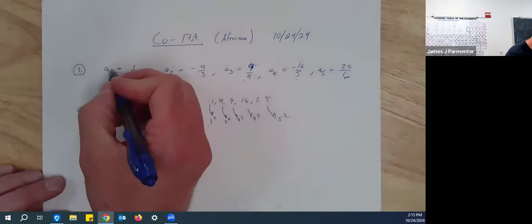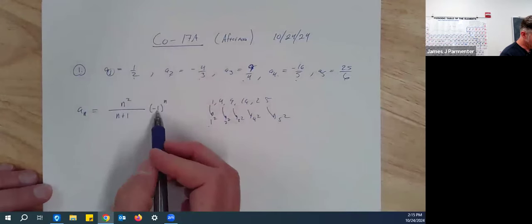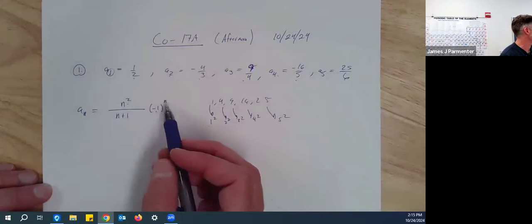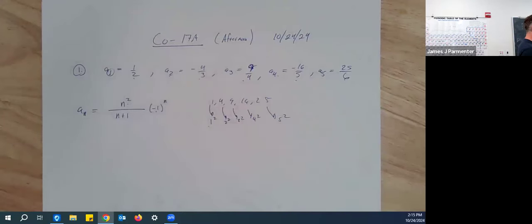Plug in n equals 1. If I plug in 1, I get 1 over 1 plus 1, which is 1/2. But negative 1 to the first, is that positive or negative? It's negative. I don't want it to be negative. I want it to be positive.